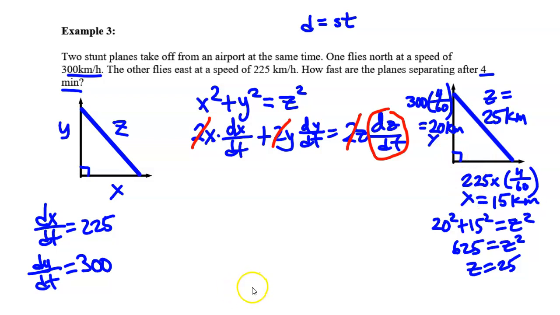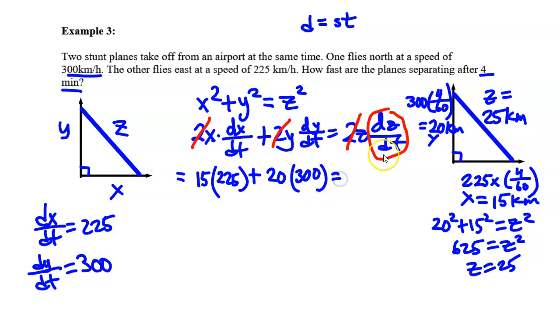Okay, so I think I've got everything now that I need to substitute into this related rates equation. So I might as well just sub in as is, and I can rearrange later. So x, I've got 15 times dx dt is the 225. That's the speed of the stunt plane heading east. Plus y, which is 20, times dy dt, that's the speed of the plane heading north. Is equal to z, which we've just determined is 25, multiplied by what we're all after in this particular question, which is the rate of change of the separation between the two planes.